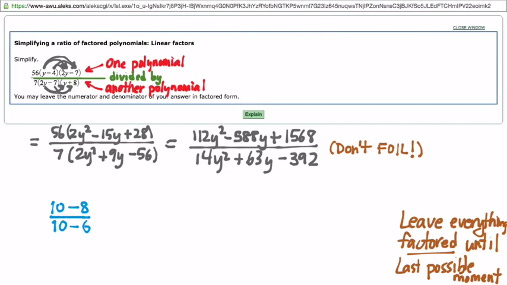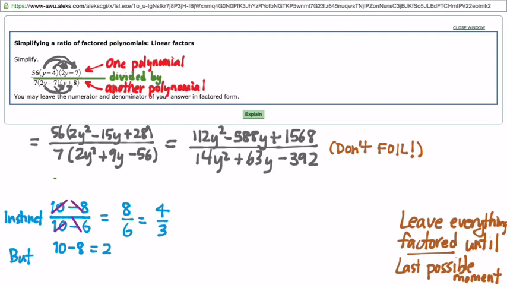Cancel the 10. So that would be the impulse, right? If I wanted to simplify, my instinct might be to just cancel out the 10s. Let's just start by canceling out the 10. I suppose we could also cancel the minuses. If I did that, I would get what value for this fraction? 8 over 6. What does that reduce to? 4 over 3. Okay.